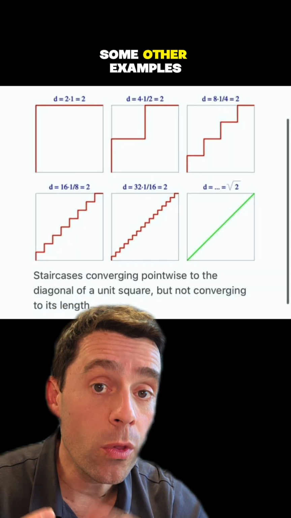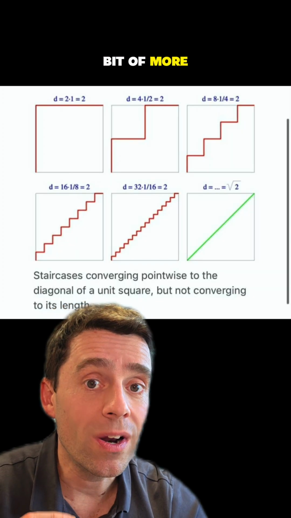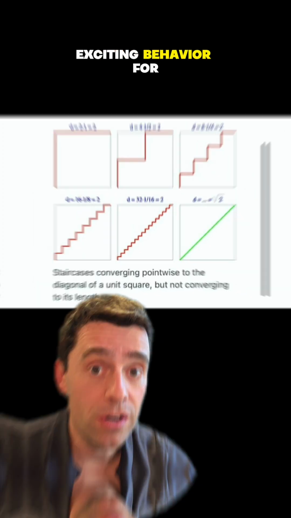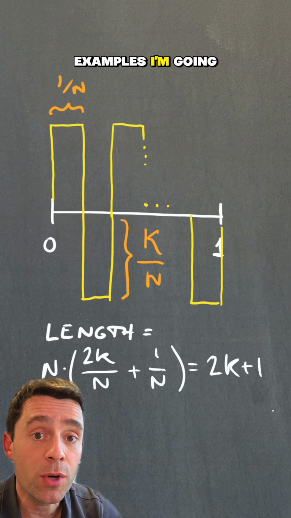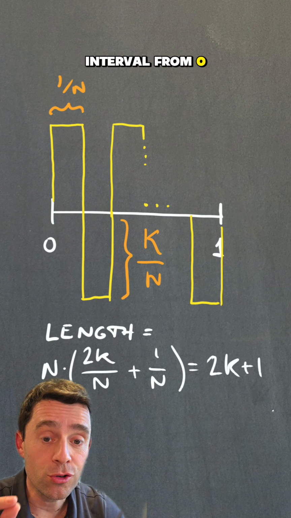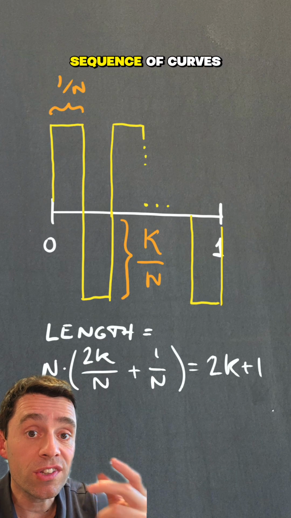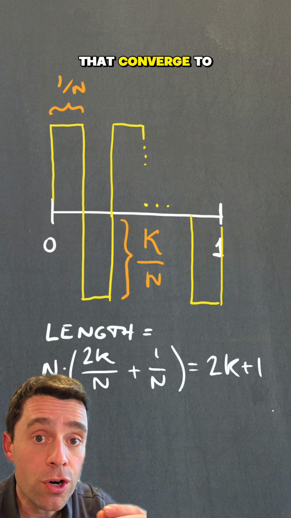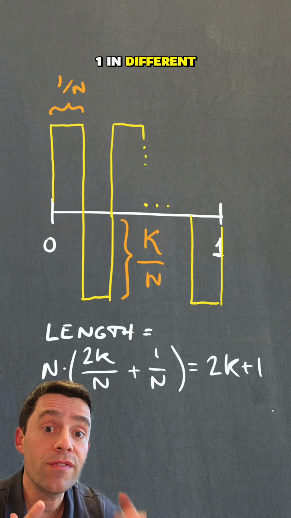So let's see some other examples with a little bit more exciting behavior. For simplicity, in all the examples I'm going to give you here, the limit curve is just the interval from 0 to 1. And then I'm going to give you a sequence of curves in yellow that converge to the interval 0, 1 in different ways.